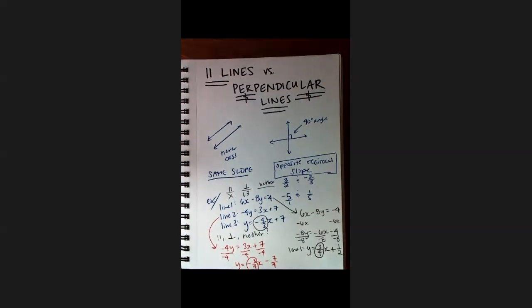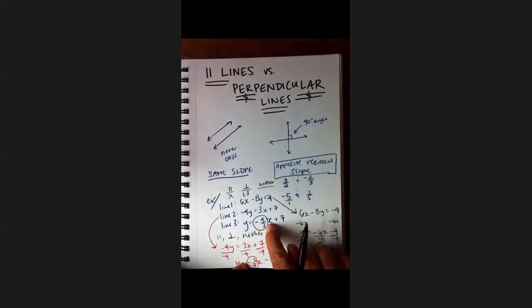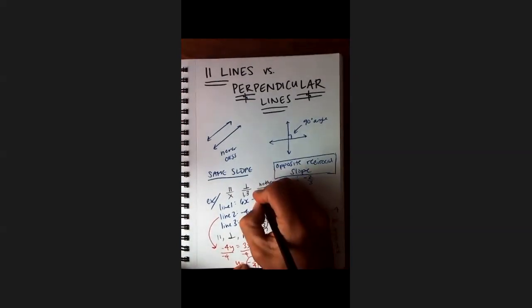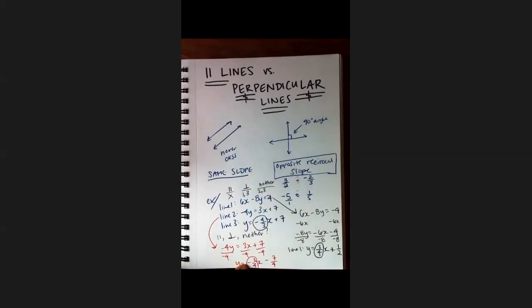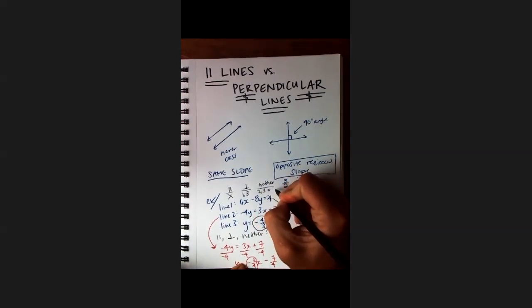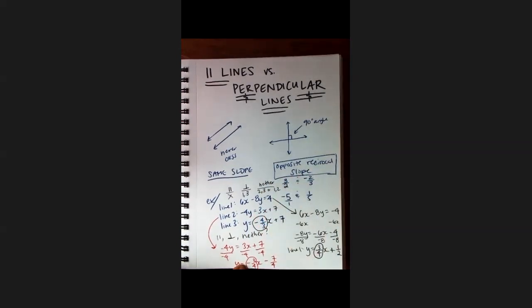So like line 2 and line 3, those would be neither, right? Those would be neither, as they're not opposite reciprocals or the same. And how about line 2 and line 1? Those would be neither as well. They were almost parallel, but one of them is negative, so it doesn't work out. That is true. Nicely done, everybody.